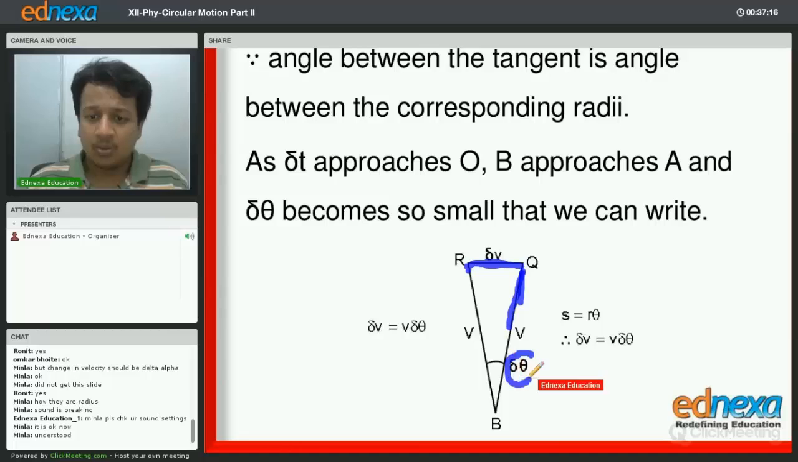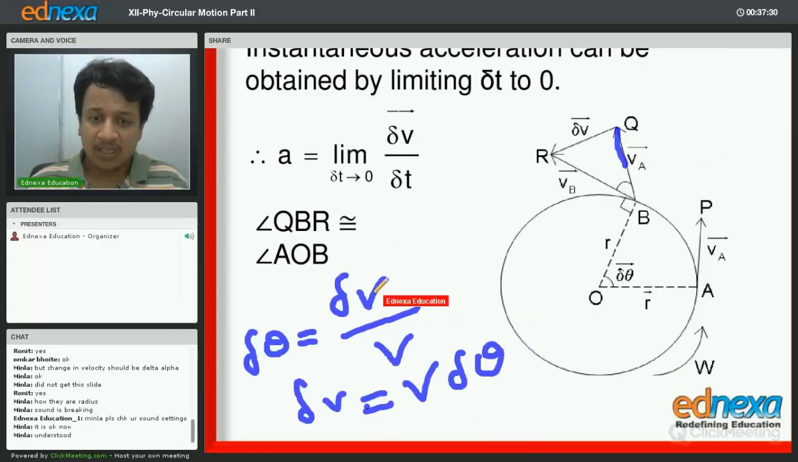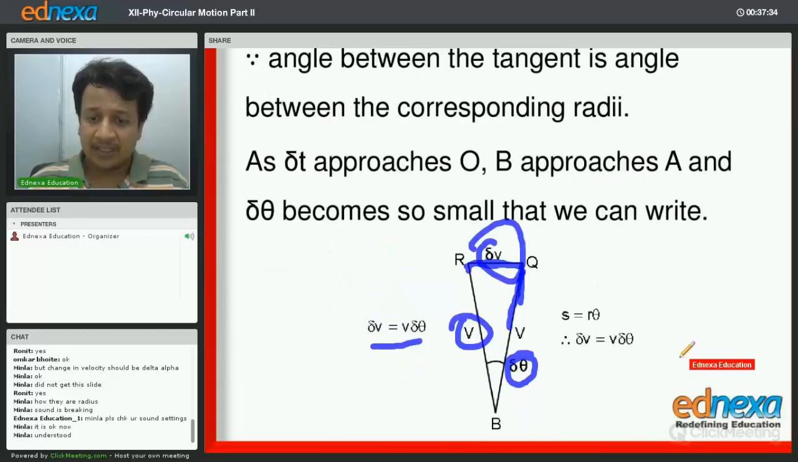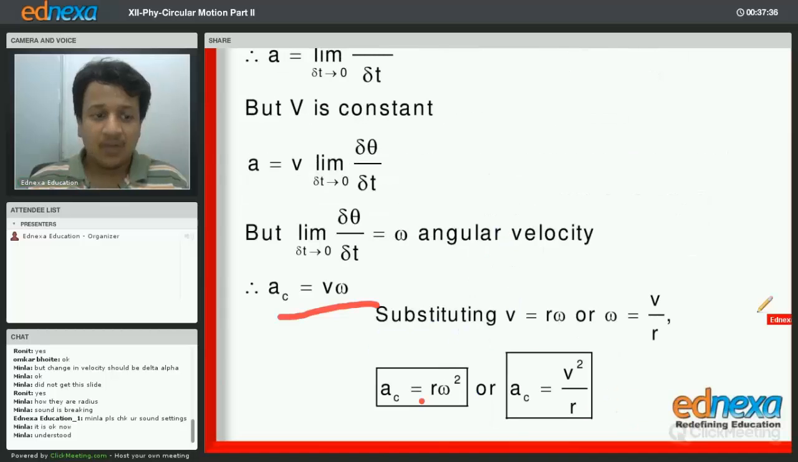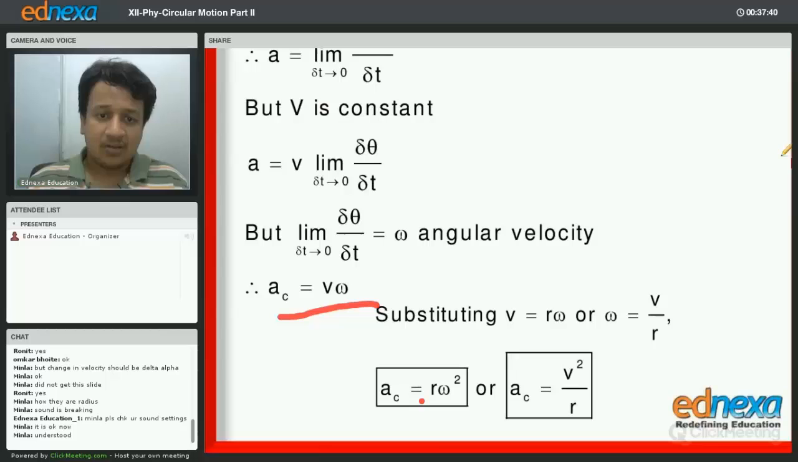So angle equal to arc upon radius. So delta theta is equal to delta V upon V. So delta V is equal to V delta theta. So in place of delta V over here in the formula of acceleration, we will substitute V delta theta. But that velocity is constant, so you can take it outside of the limit.